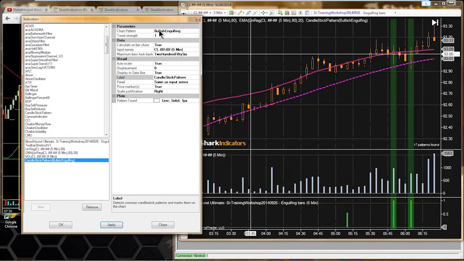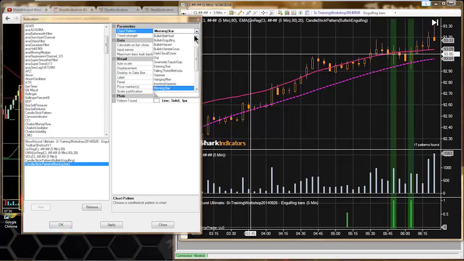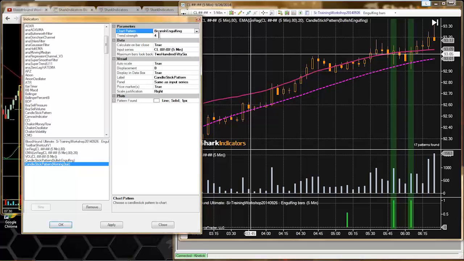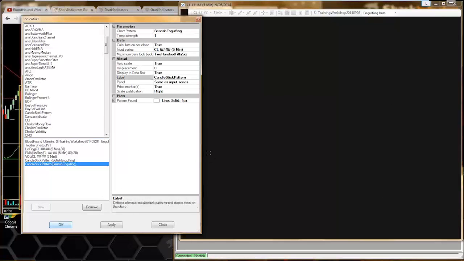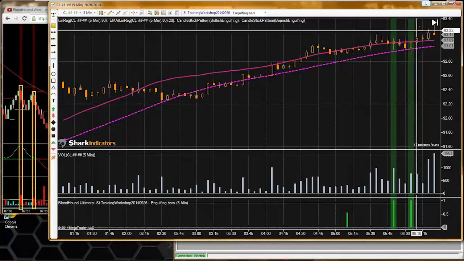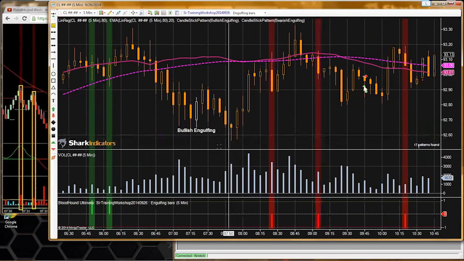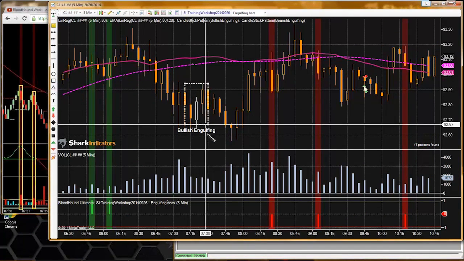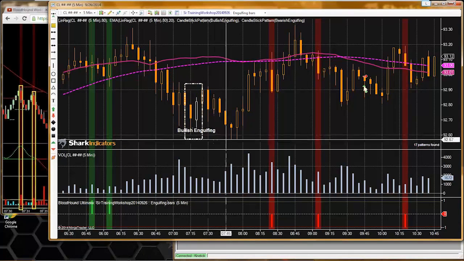Okay, so we have one indicator that's looking for bullish engulfing, and we need a second indicator. Add that on here to look for a bearish engulfing, and once again I'm just going to set the trend strength to 1 just so it finds more of them, and click OK. And oh good, right here we found one.